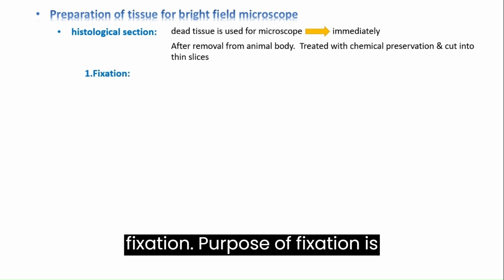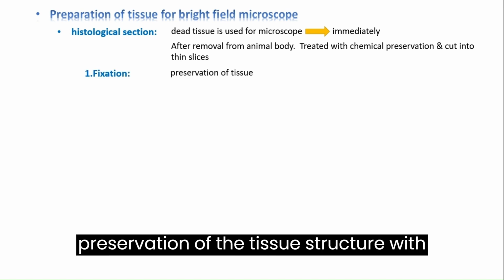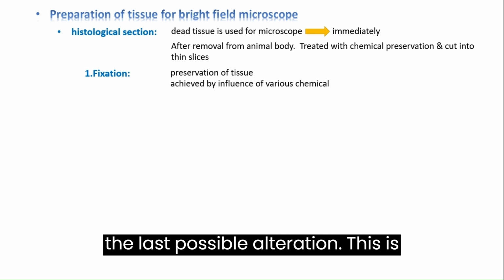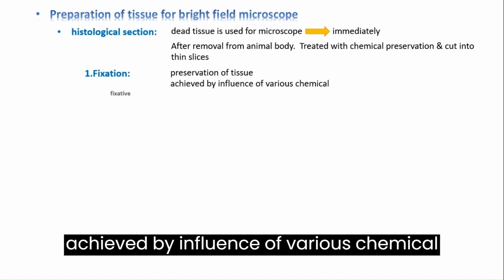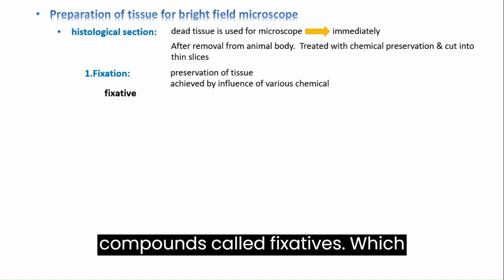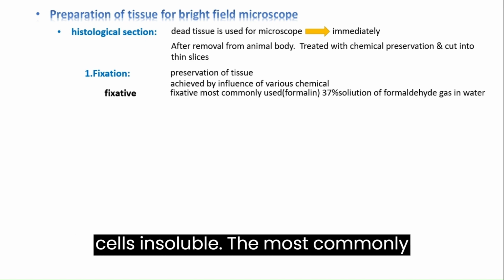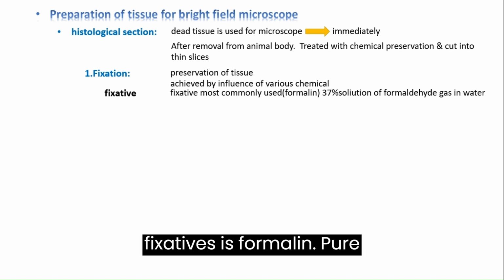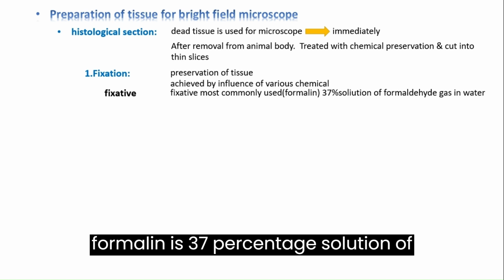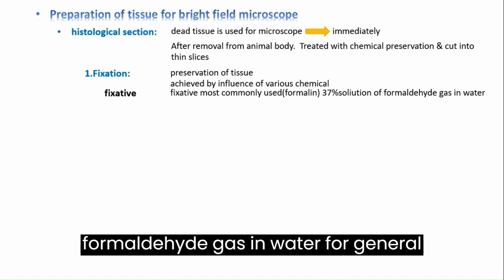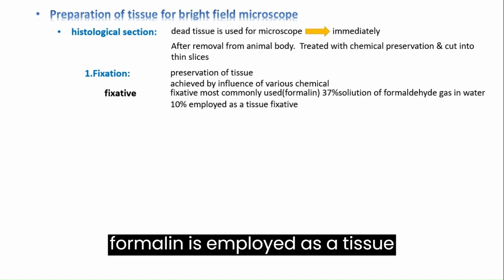First process is fixation. Purpose of fixation is preservation of the tissue structure with the least possible alteration. This is achieved by the influence of various chemical compounds called fixatives, which render the structural components of the cells insoluble. The most common fixative is formalin. Pure formalin is a 37% solution of formaldehyde gas in water. For general purpose, a 10% solution of formalin is employed as a tissue fixative.